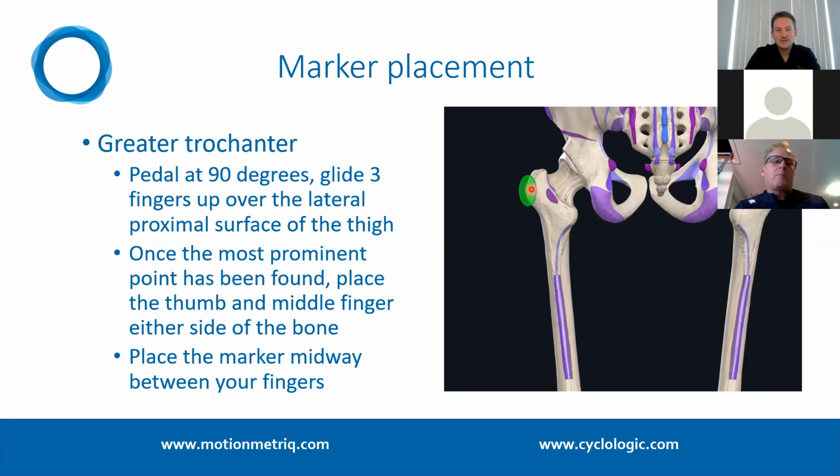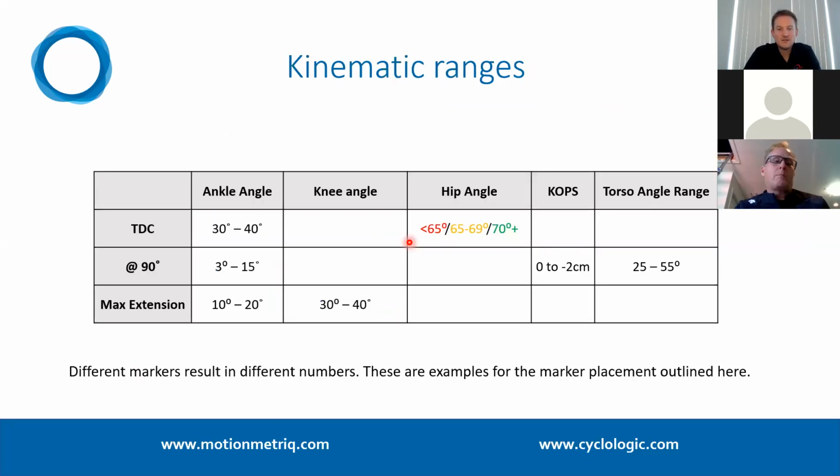Sometimes this bone can feel very flat and dish-like, so that's a little bit harder. In that case, you can imagine that this is the bone, and it's obviously much smaller than that, but you could place your thumb and forefinger either side and then come into the midpoint and place your marker there. That's going to be a pretty good representation. Once you've got those three markers, that enables you to get some joint angles out of this.